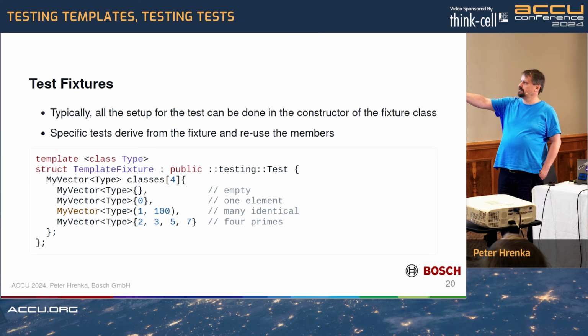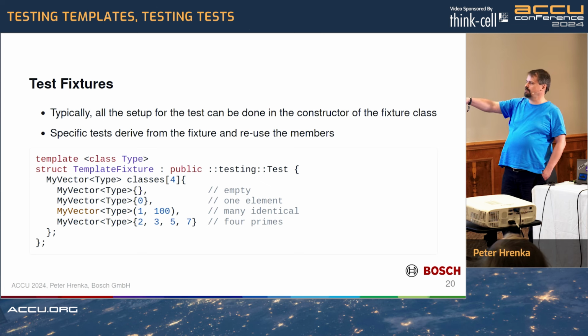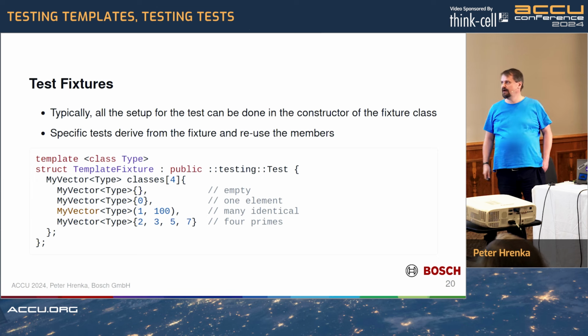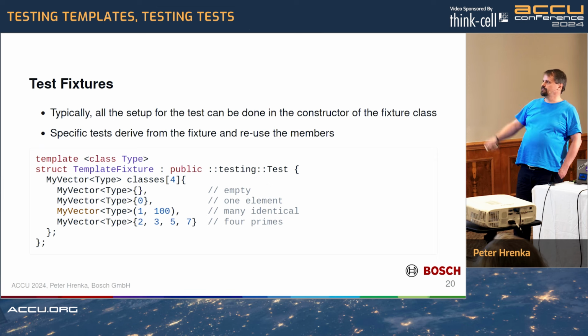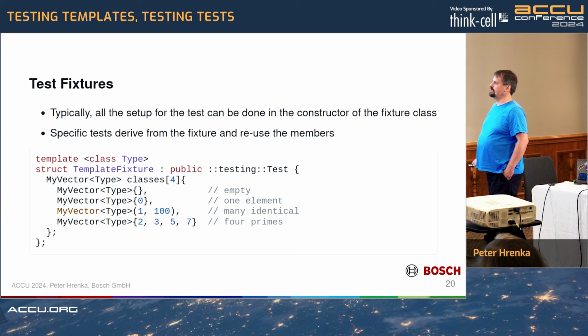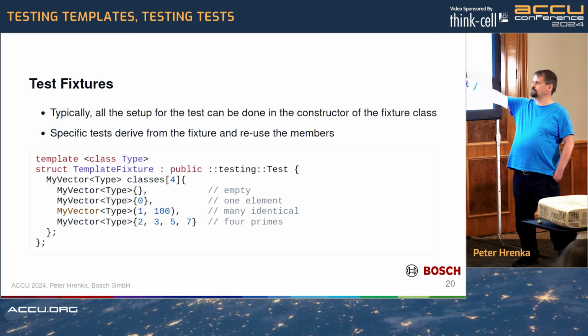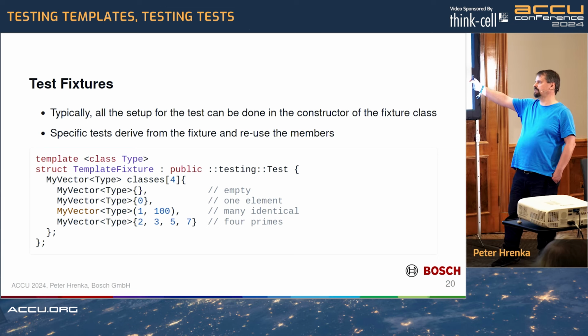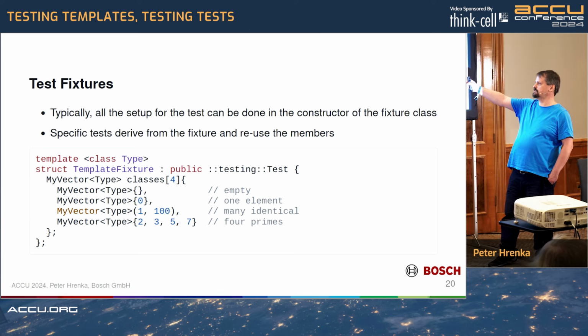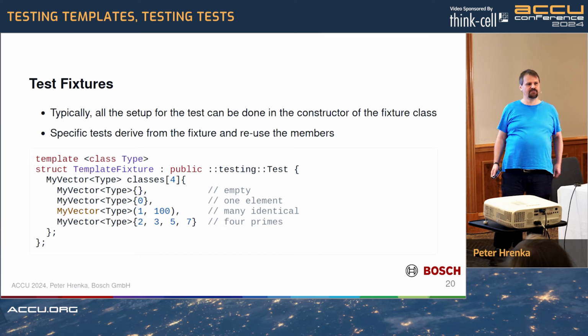So here I just make it public, just a structure. I put four vectors in it that I want to test. Different constructors, and I try to really explain what this is supposed to be. The first one is supposed to be empty, the next one is just one element, then I have 100 copies of one, and then I have like four primes, because some variety in the values would be nice.